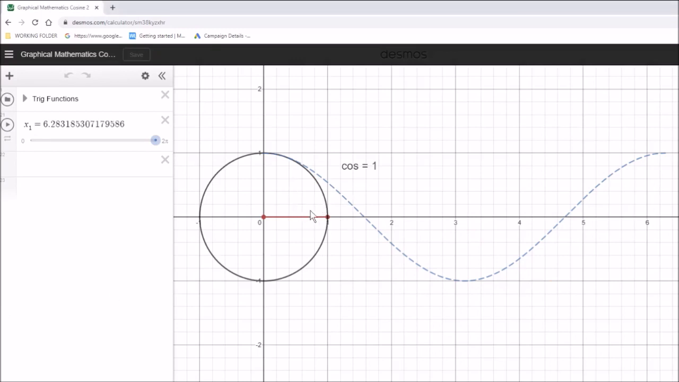So let's see what happens whenever the cosine is a positive value. We can see that it's positive from 0 to 90 here, which is this first quadrant, and it's also going to be positive from the 270 to 360, which is this fourth quadrant here. So the cosine is going to be positive in this quadrant and in this quadrant here.